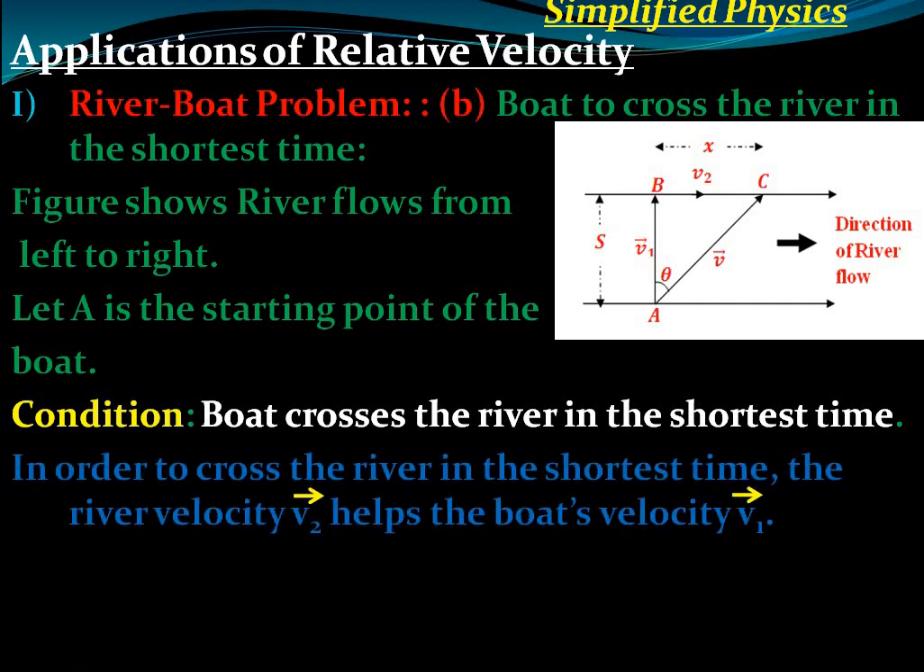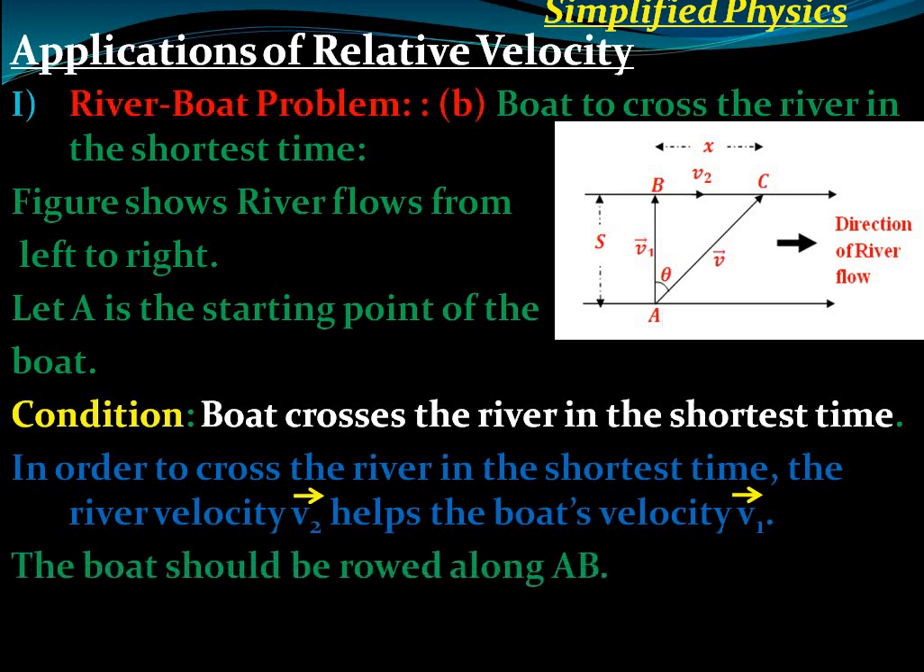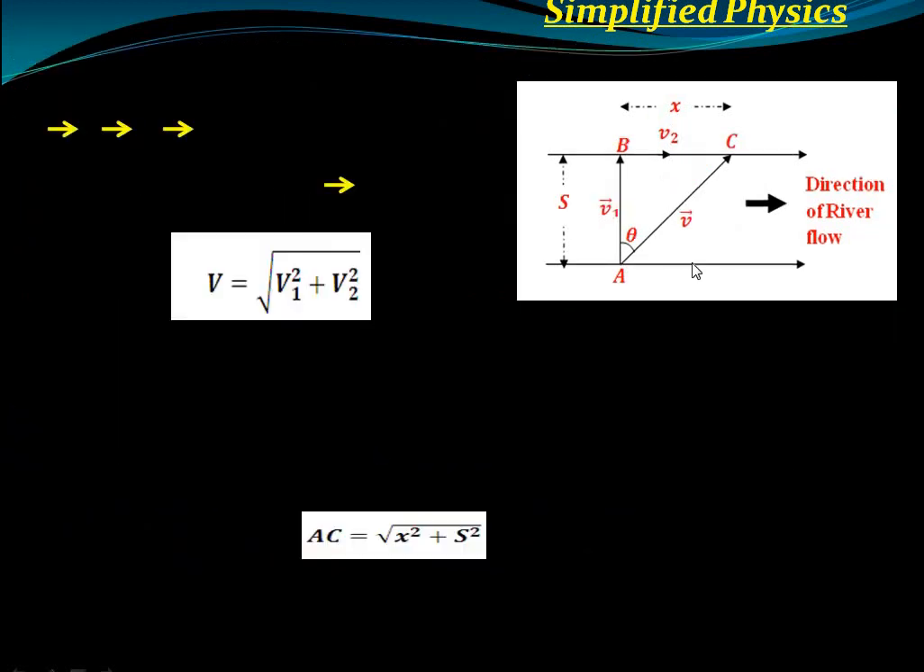In order to cross the river in the shortest time, the relative velocity b2 helps the boat's velocity b1. So b2 plays the vital role in the motion of the boat along the river to cross the river in the shortest time. The boat should be rowed along AB for the shortest time, and the resultant velocity vector v equals b1 vector plus b2 vector, the resultant velocity of the boat.